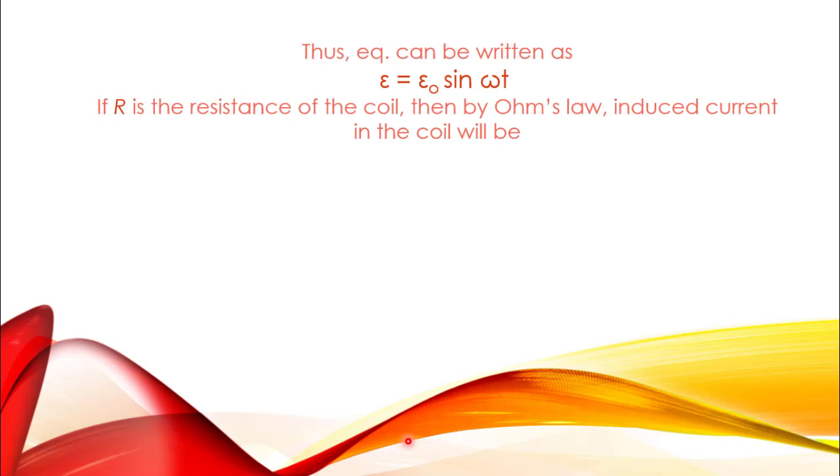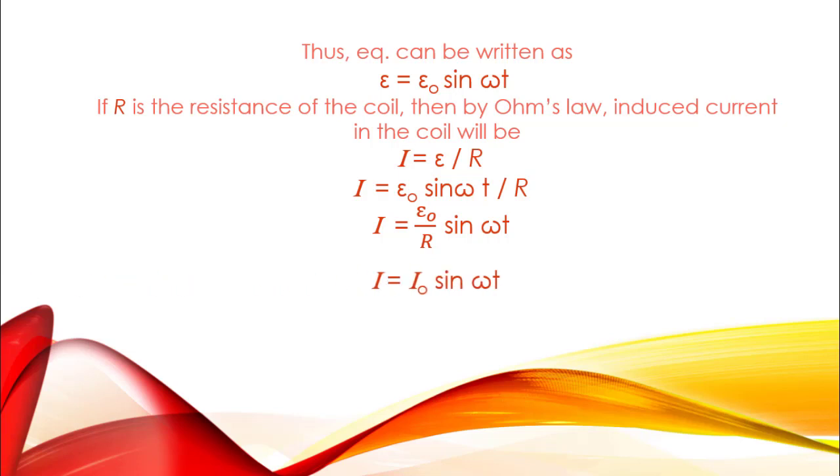If R is the resistance of the coil, then by Ohm's law, induced current in the coil would be I is equal to potential difference divided by resistance. So the current becomes I is equal to E naught by R into sin omega t, or I is equal to I naught sin omega t, where I naught is the maximum current generated by the rotating coil, and it is equal to E naught by R.